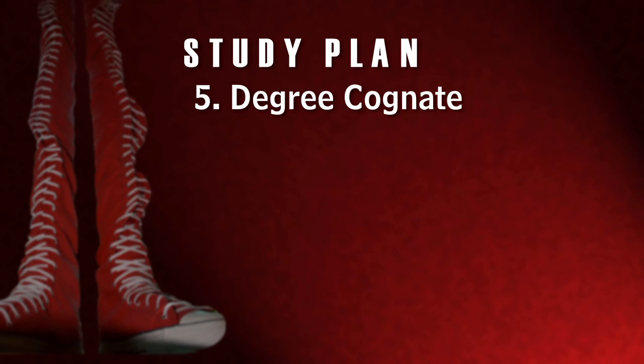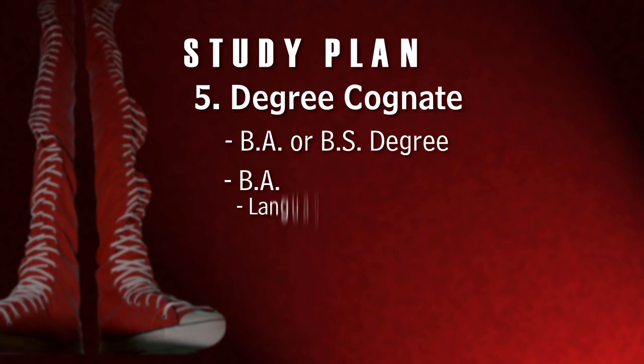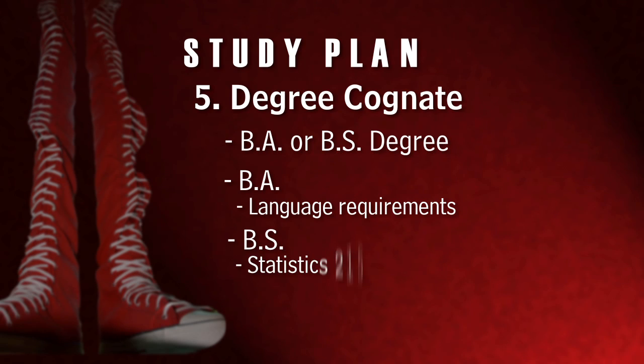The last area is the degree cognate. Now, students pursuing a liberal studies degree can get either a Bachelor of Arts or a Bachelor of Science. Bachelor of Arts requires them to have third semester proficiency in a language, and the Bachelor of Science requires a sequence of courses. The first one is Statistics 215, US 300, which is Interdisciplinary Research Methods, and then Philosophy 103, which is Logic.